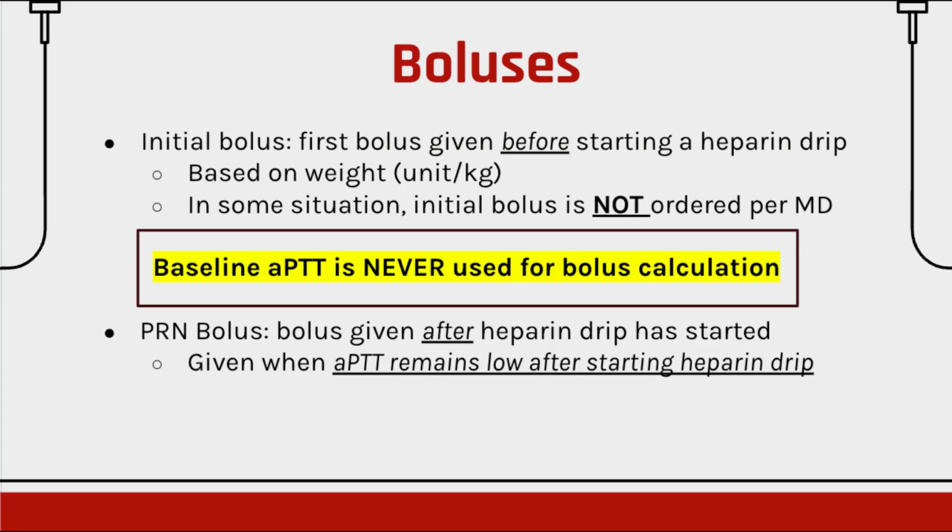Now, we are going to talk about boluses. The difference between initial bolus and PRN bolus is the timing and parameters we use. For the initial bolus, we use it before starting the drip based on weight. However, in certain situations, an initial bolus may not be required per MD order. PRN bolus is given when PTT remains low after starting the drip.